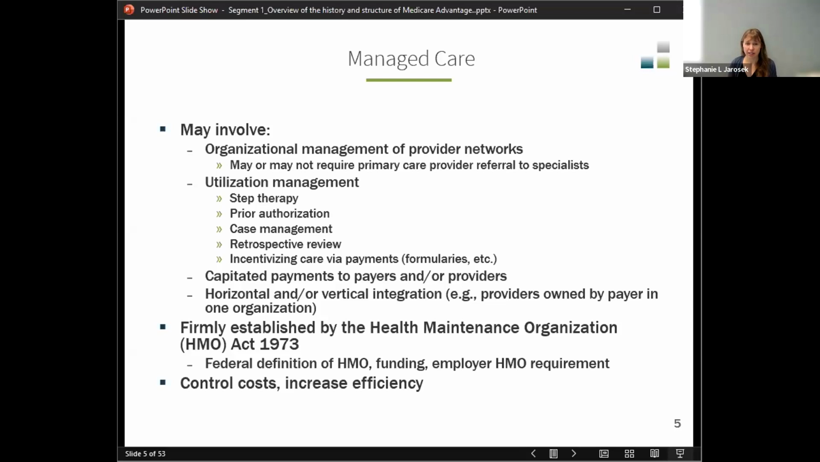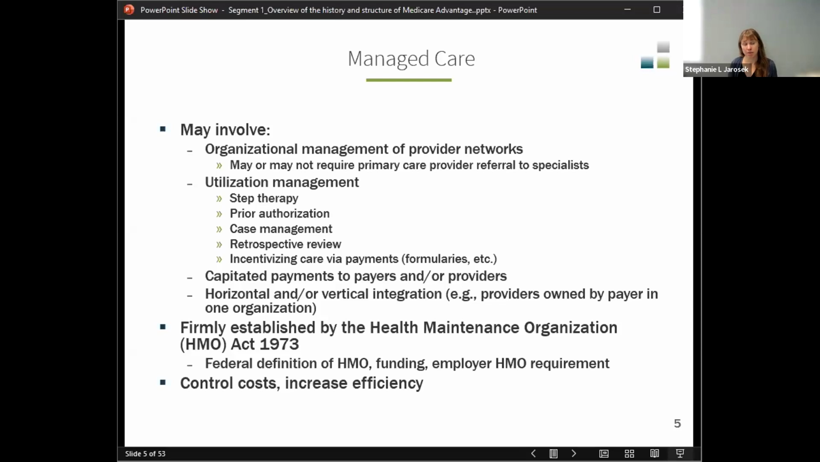So managed care has a long history. I think since the early 1900s, there have been organizations that have functioned similar to managed care. The way we think of managed care now was firmly established by the Health Maintenance Organization Act in 1973. So way back to the Nixon administration, that provided a federal definition of HMO and provided some funding for HMOs to get started, and also required that employers offer HMOs, health maintenance organizations, to their employees.